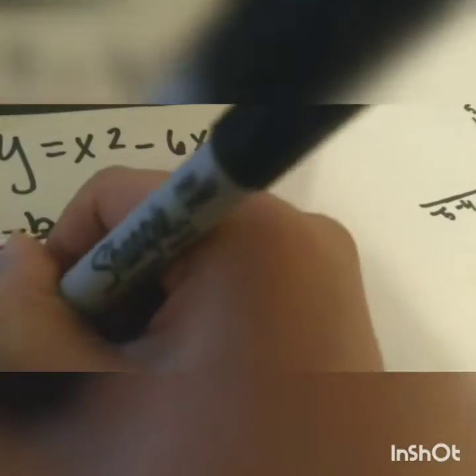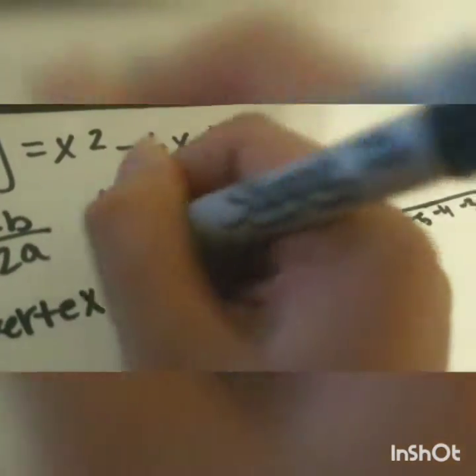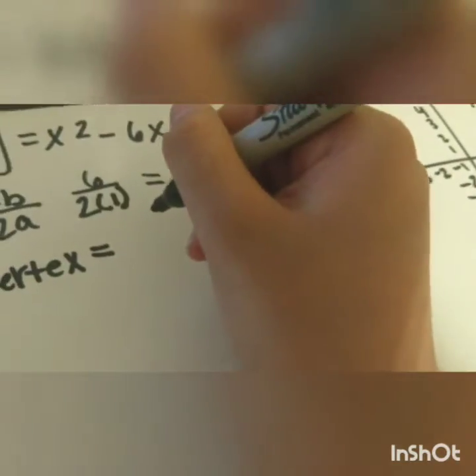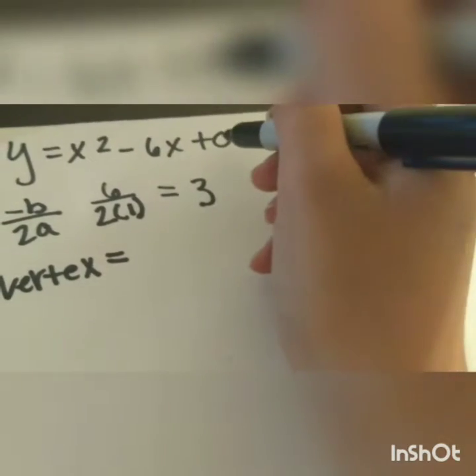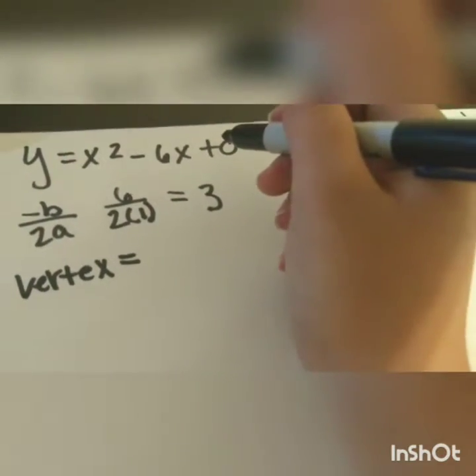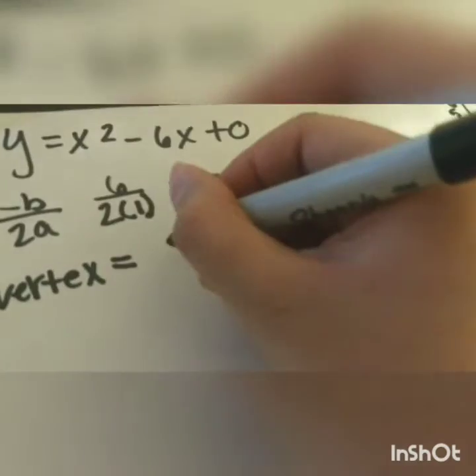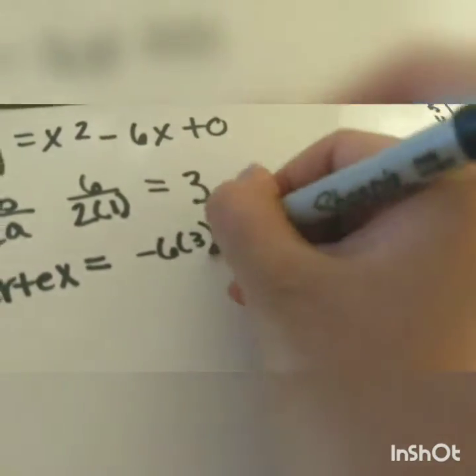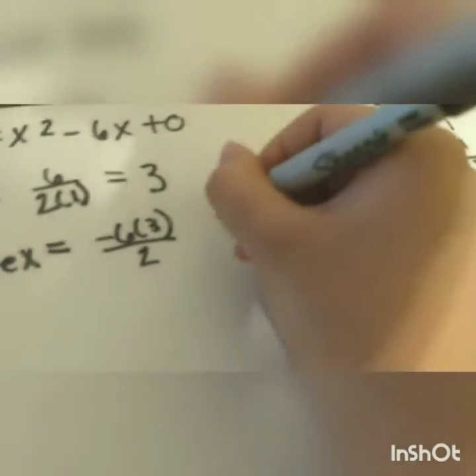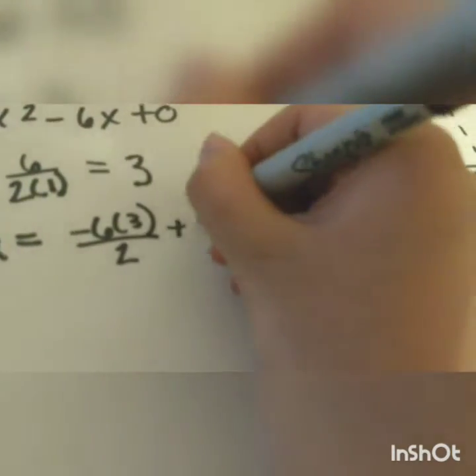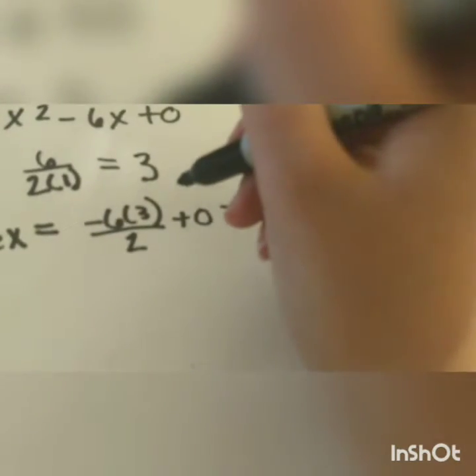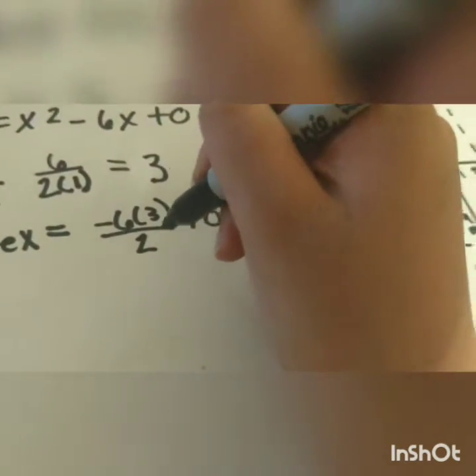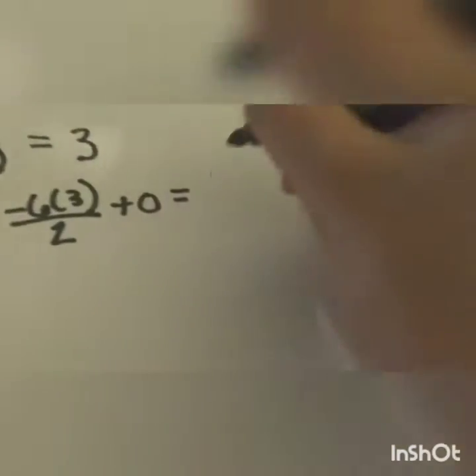So now we're going to go ahead and find our vertex. In order to do that, you're just going to focus on the negative 6x plus 0. You're going to do negative 6 times 3, and then half it, and then add 0. So negative 6 times 3 is negative 18, divided by 2 is negative 9, plus 0, it's just going to be negative 9.